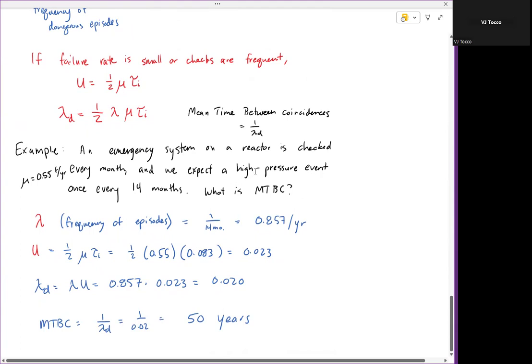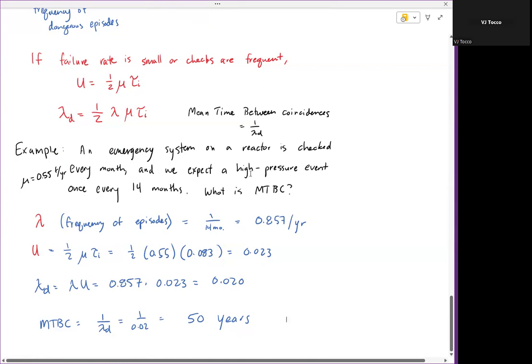So again, this is another quantitative thing that you can say. Honestly, it depends on what the consequences of this high pressure event are. If it's going to be a catastrophic explosion, this thing happening an average of every 50 years may be completely unacceptable, right? We might want to see this number at 500 or 5,000 years. And that would tell us that we need to inspect the emergency system much more frequently.